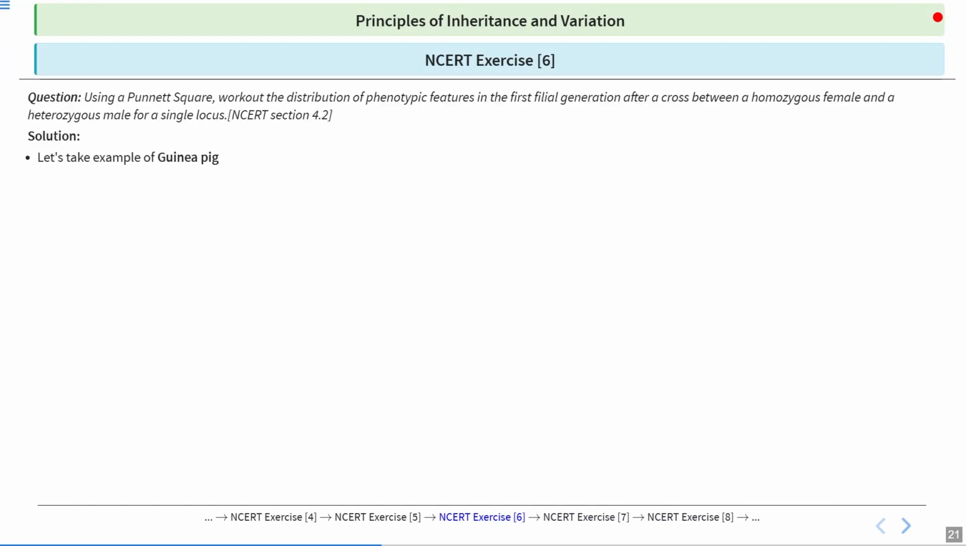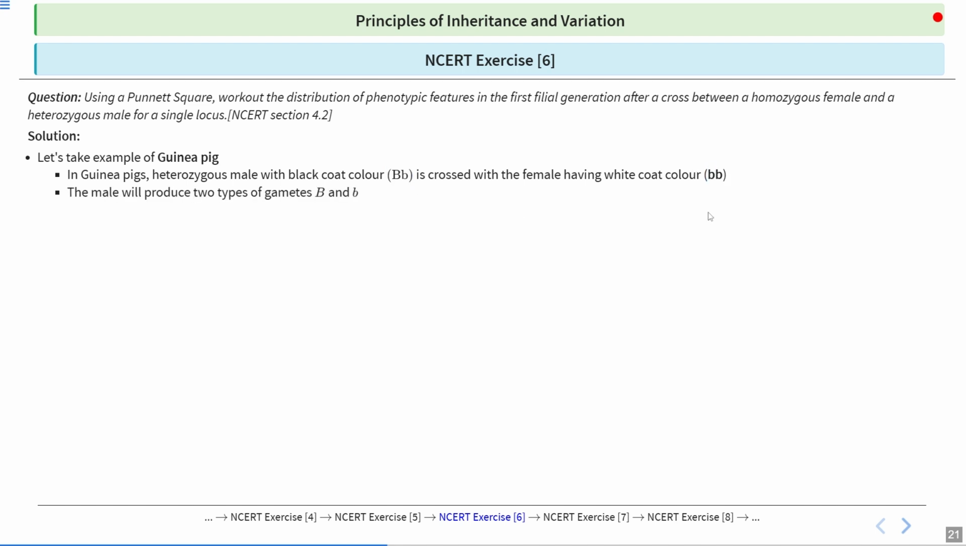So you can see, let's take an example of guinea pig now. In guinea pig, suppose males are heterozygous for the black coat color. Heterozygous means they will have dissimilar alleles, capital B and small b. This heterozygous male is crossed with the female, which is homozygous, so she is carrying small b, small b. Capital B is for black coat color, small b is for white coat color, and capital B is dominant over small b. So basically you have to cross capital B small b with small b small b.